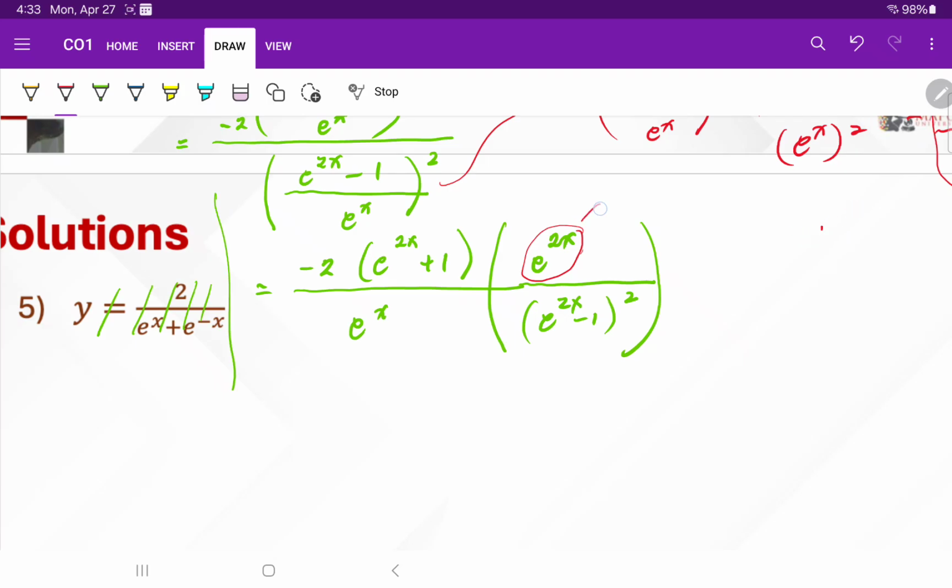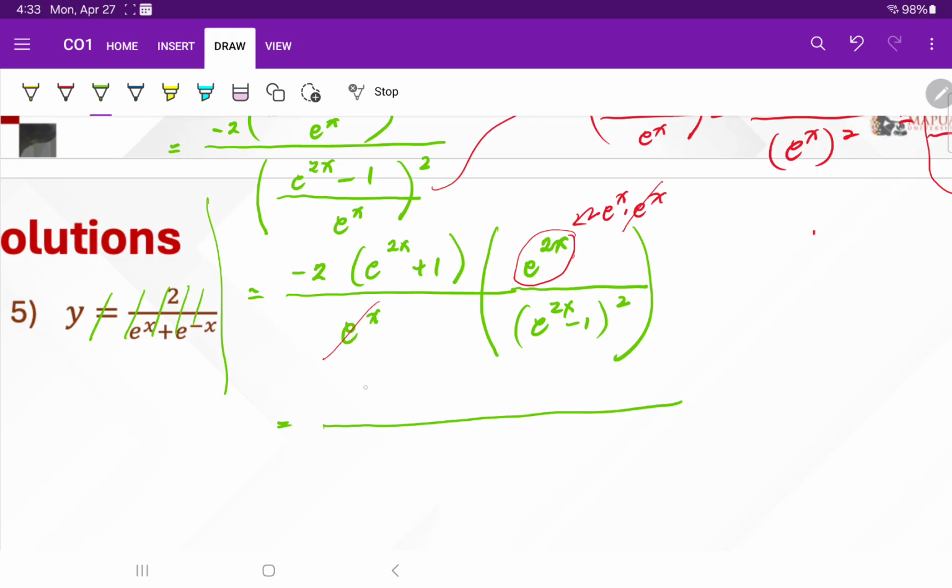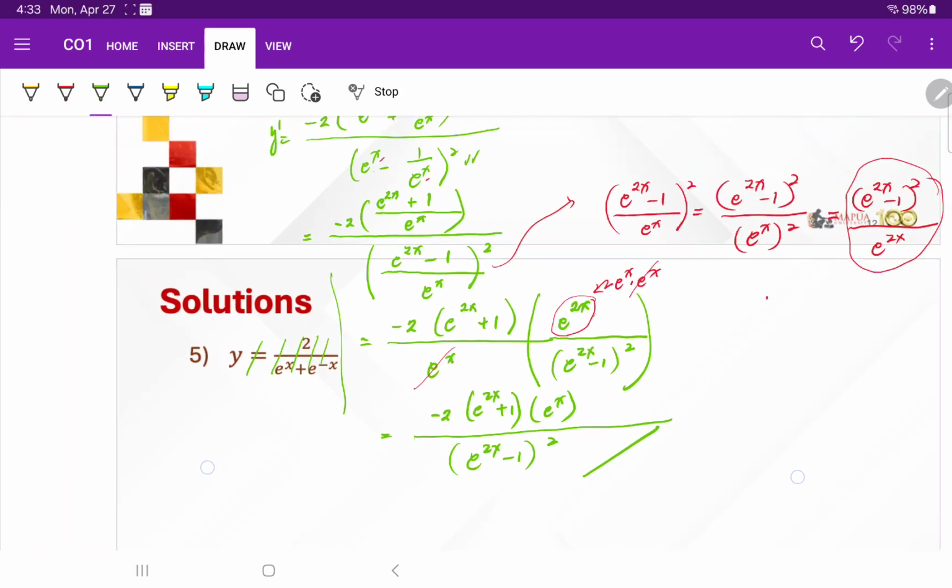Since this is equal to e to the x times e to the x, we can cancel this with this one. So, what's left in the numerator? We'll now have negative 2 times e to the 2x plus 1 times e to the x. One of the e to the x is left. In the denominator, you have e to the 2x minus 1, squared. So, that gives you the final answer.